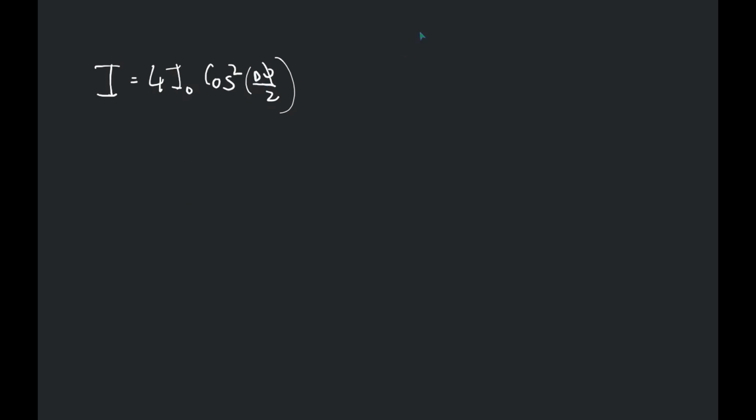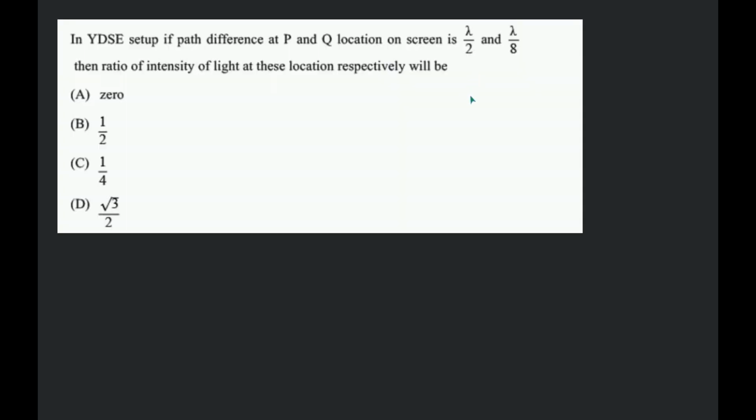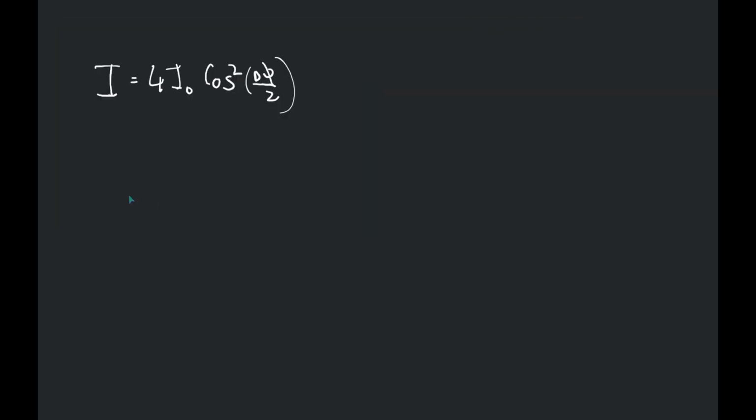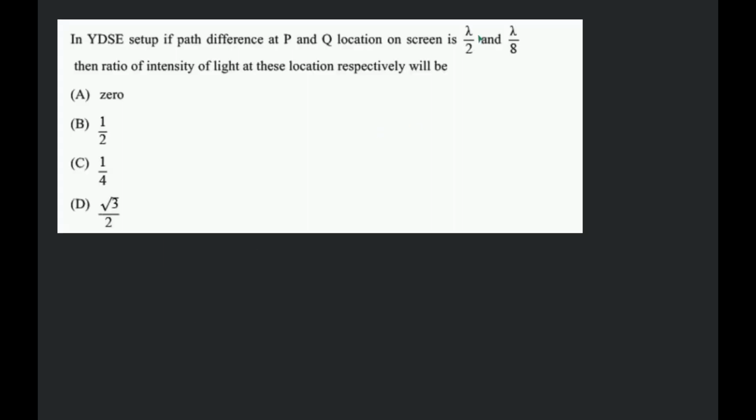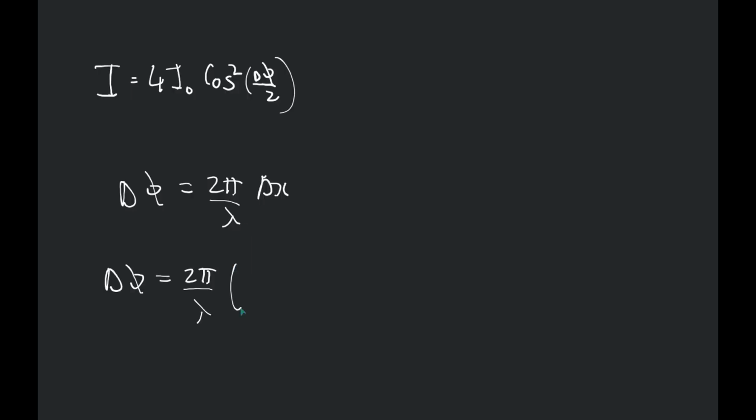Now, how do I calculate my phase difference? As you can see, the path difference is given over here. So I know that phase difference is 2 pi by lambda into the path difference. So I can use this relation over here. So my phase difference is 2 pi by lambda, and what is the path difference? First is lambda by 2. So keep it as lambda by 2, and it is pi. So for case 1, my phase difference del phi 1 is pi.